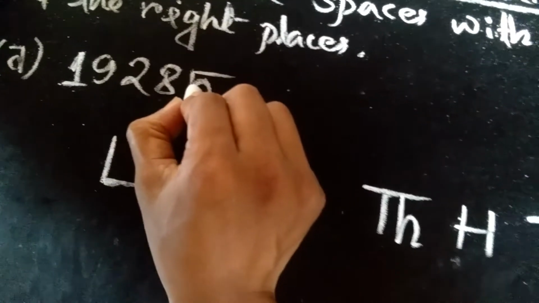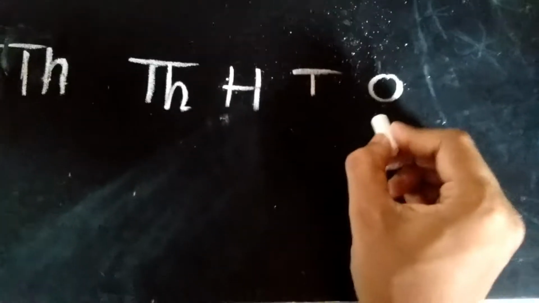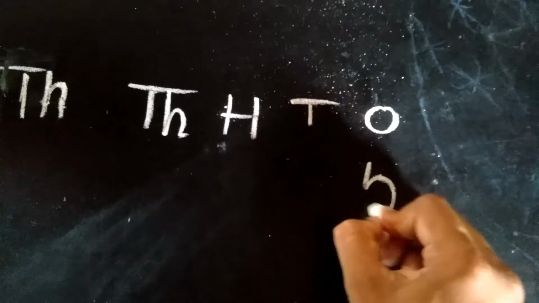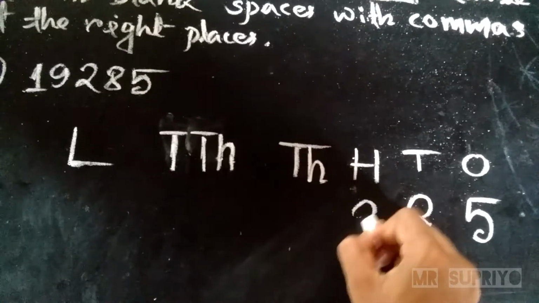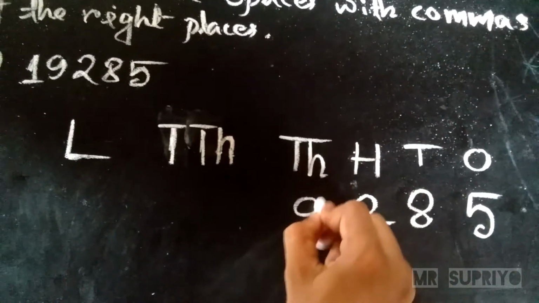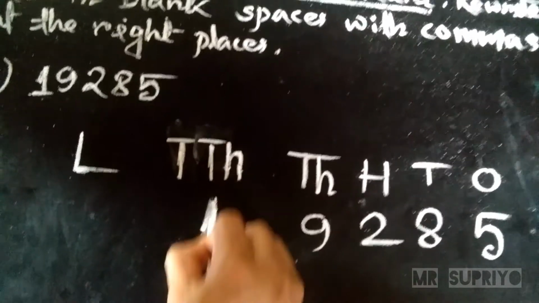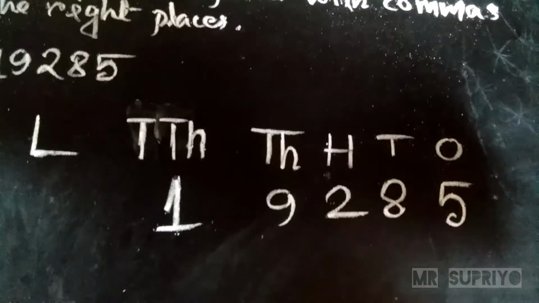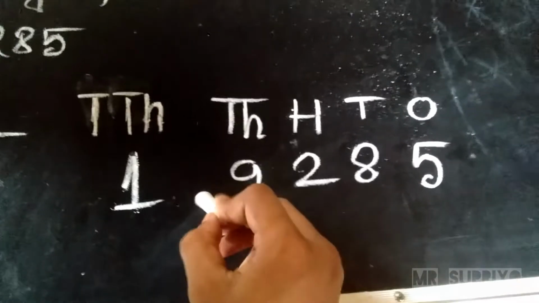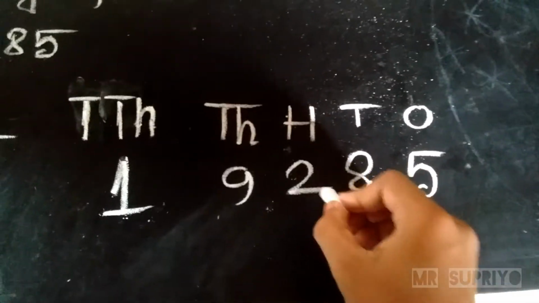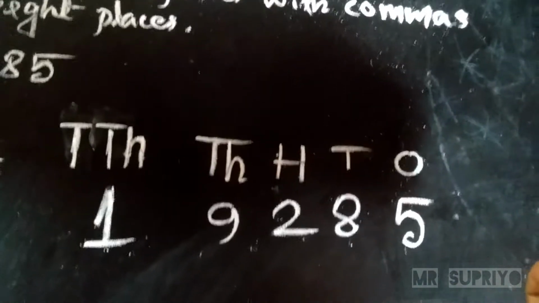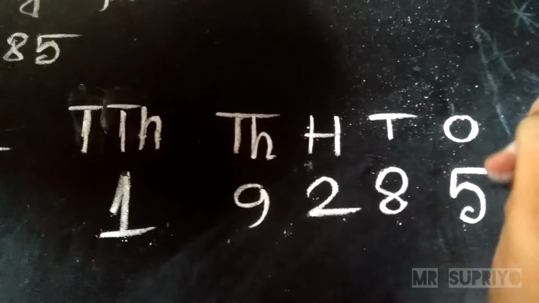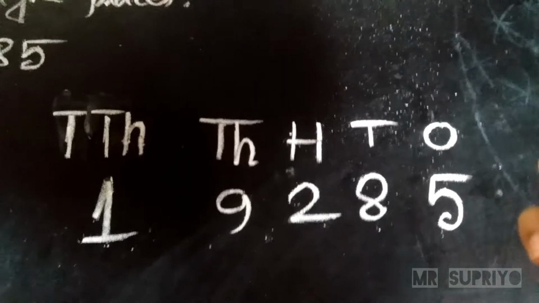Now our first question is 19285. So we will start from the right side. First 5, after that 8, 9, 1. Okay, now we can say 19,285. Now we need to rewrite them with commas.